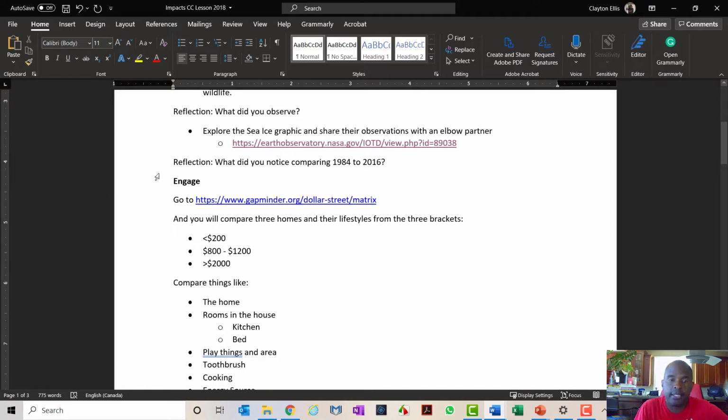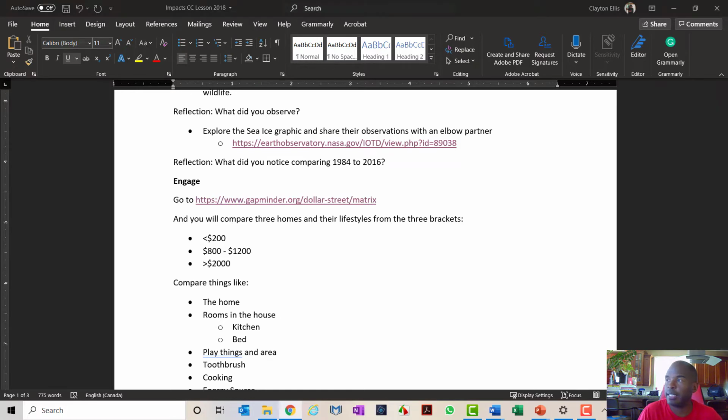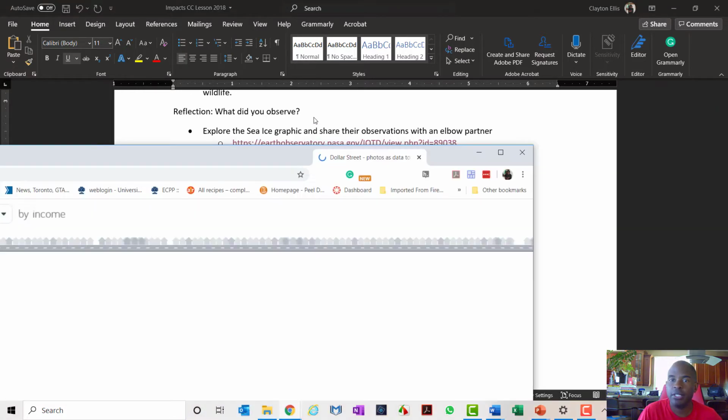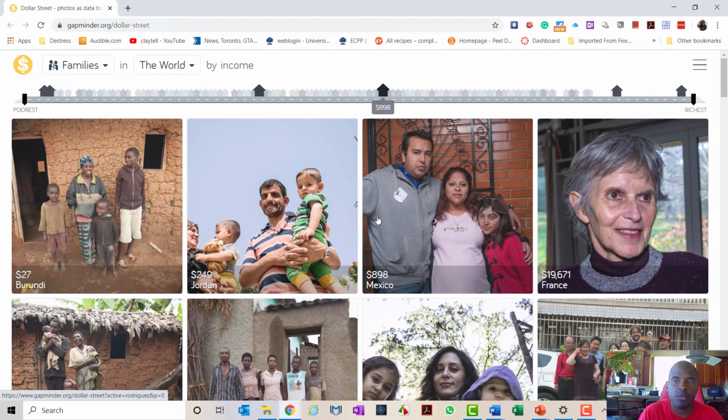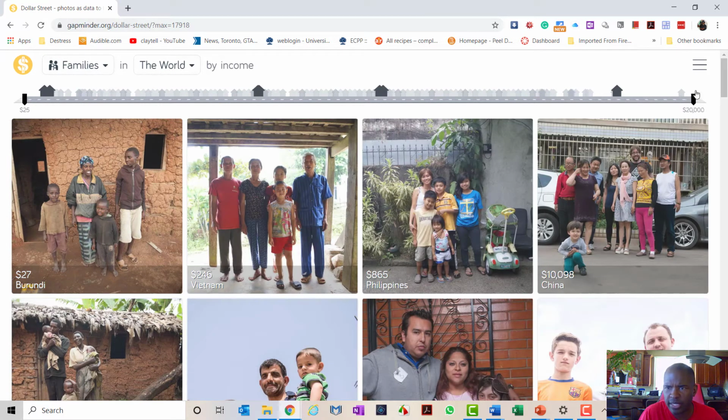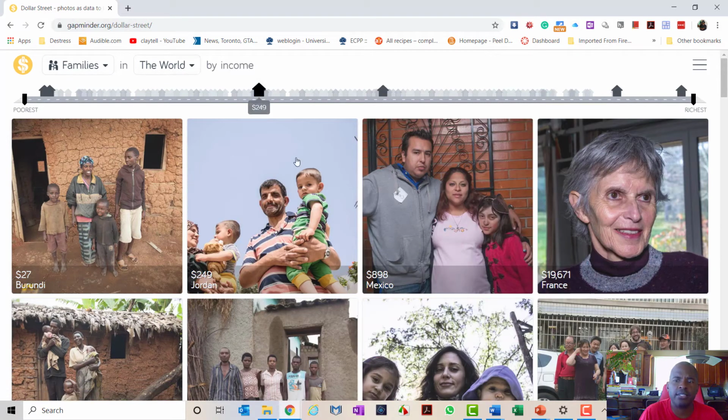The Engage here is going to bring you to a place called Gapminder. So I do want to show you what this site looks like. And if we were in class, I'd spend much more time looking at this site. But at this site, what you're going to find is homes sampled from around the world, and they have a whole bunch of different median incomes. So the incomes can go as low as $27 and as high as $20,000 per month.